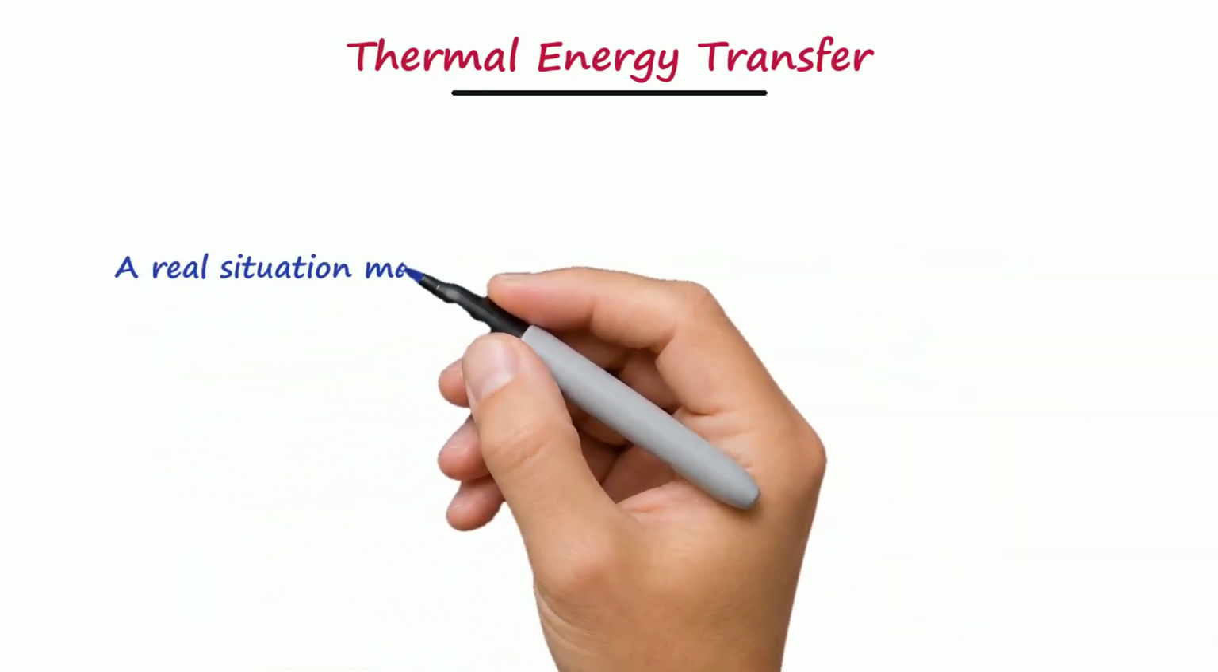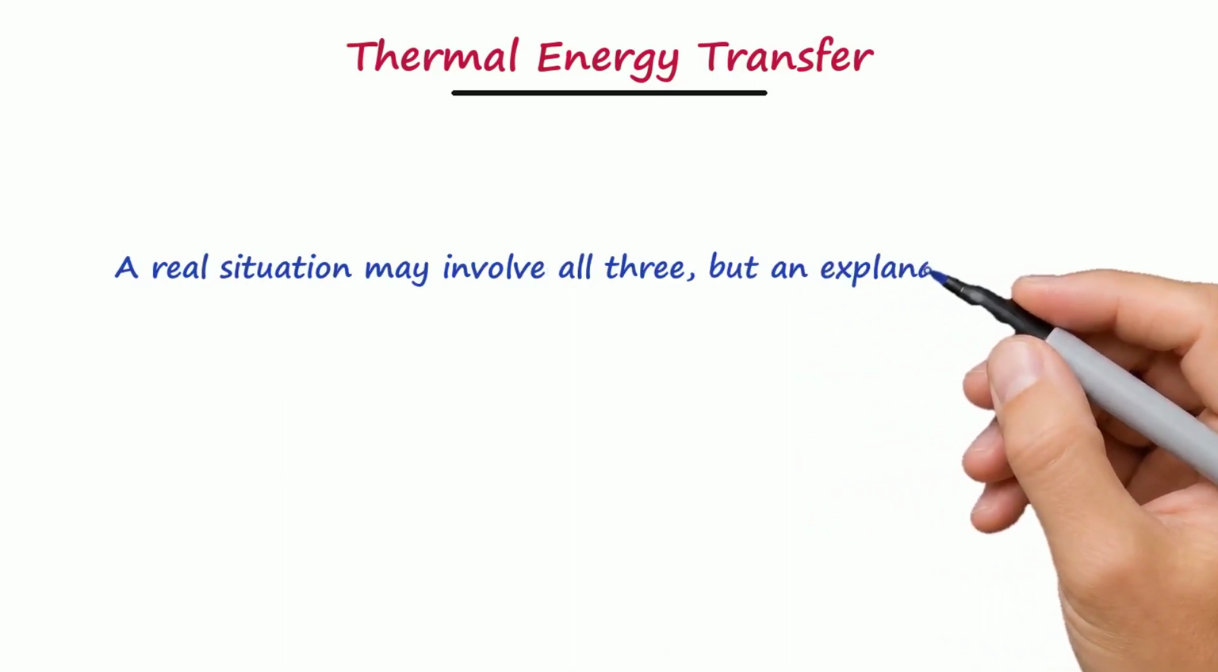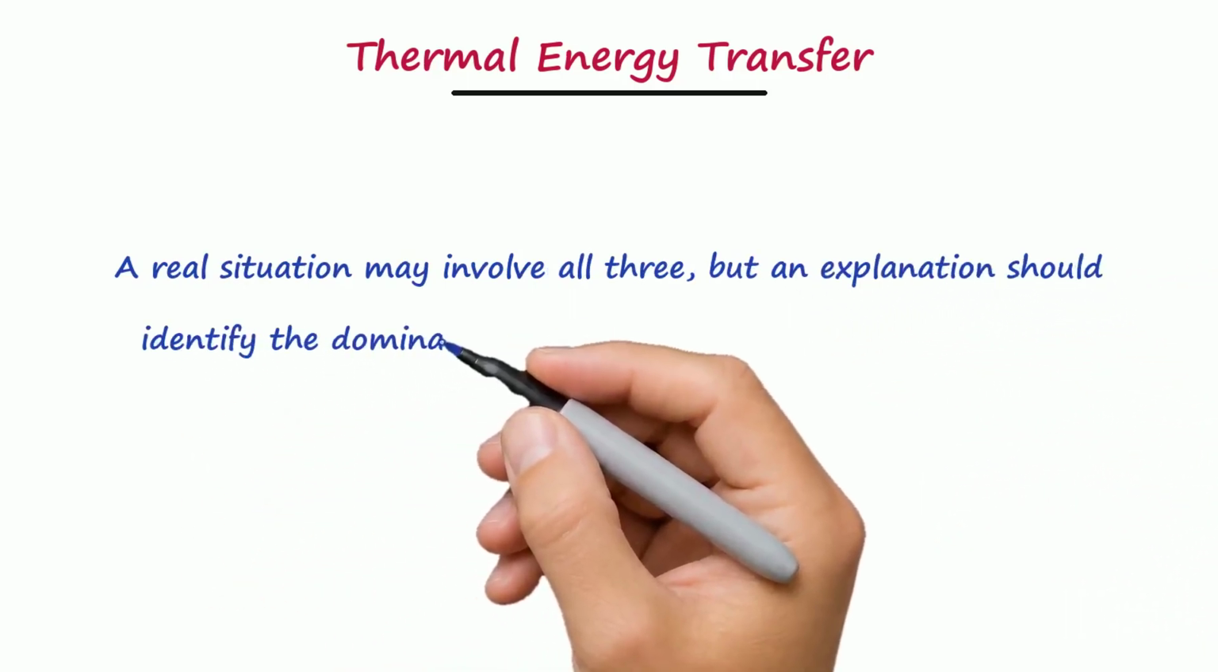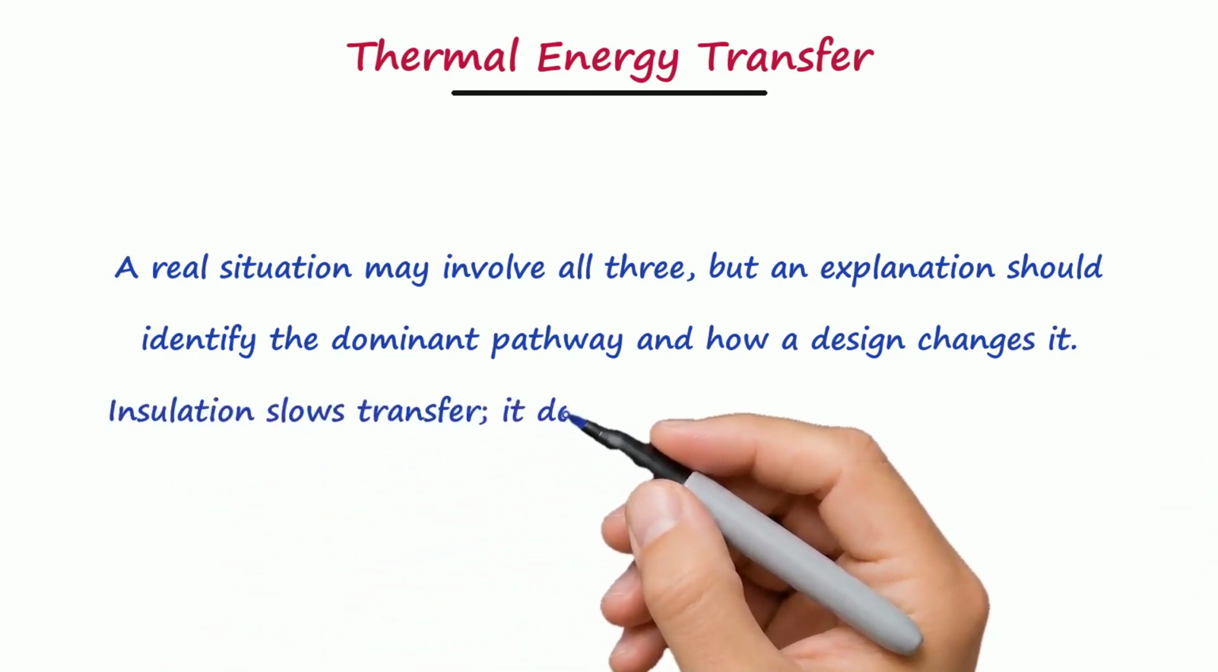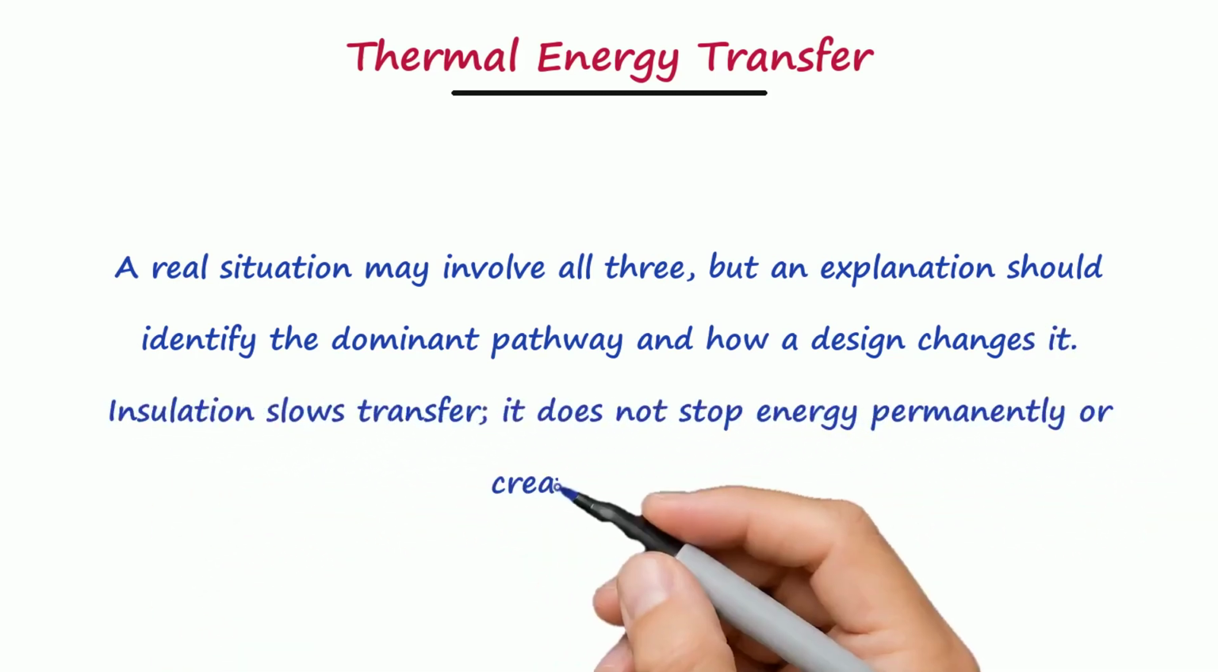A real situation may involve all three, but an explanation should identify the dominant pathway and how a design changes it. Insulation slows transfer, it does not stop energy permanently or create coldness.